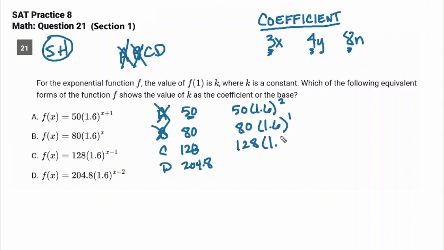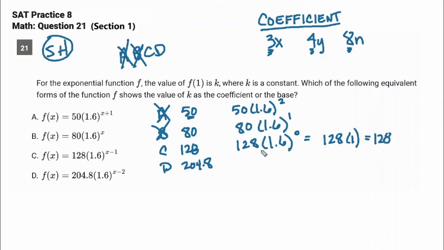128 times 1.6 to the x minus 1, to the 1 minus 1. What's that? 0. All right, this is interesting. There's a rule here that you got to commit to memory and know. Anything to the 0 power is 1. So what is 1.6 to the 0 power? It's 1. So all of this is just 128.